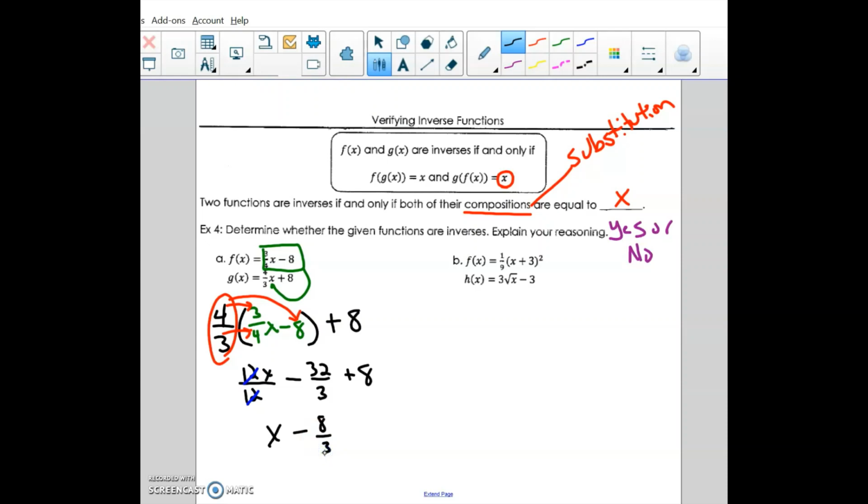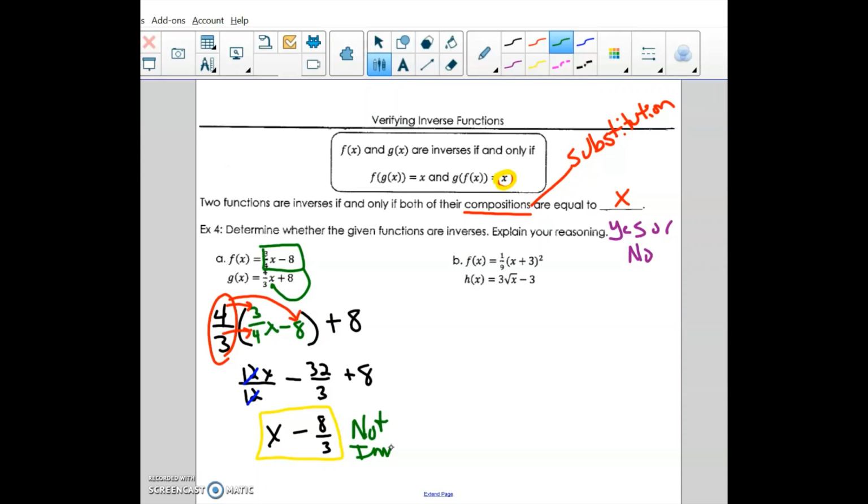So that's done. Okay? So we'll say, all right, are they inverses of one another? If they are inverses, the only thing you will end up with at the end of the problem is an x. And we've got more than just an x there. So these are not inverses, because when we're done, we're only supposed to have an x.